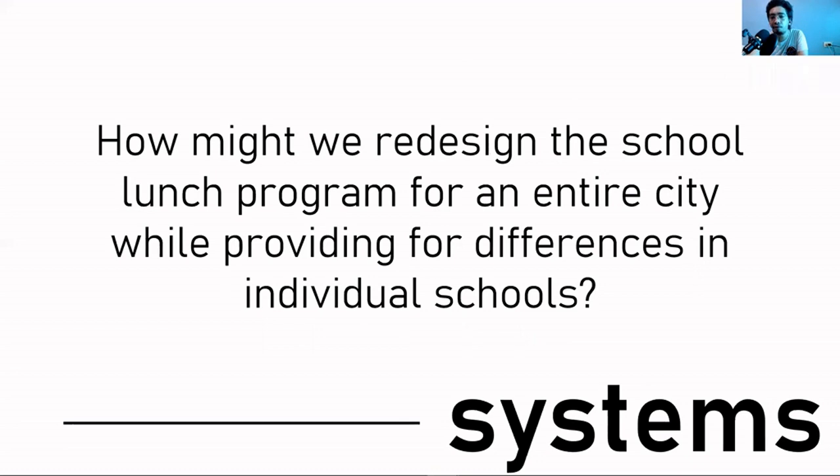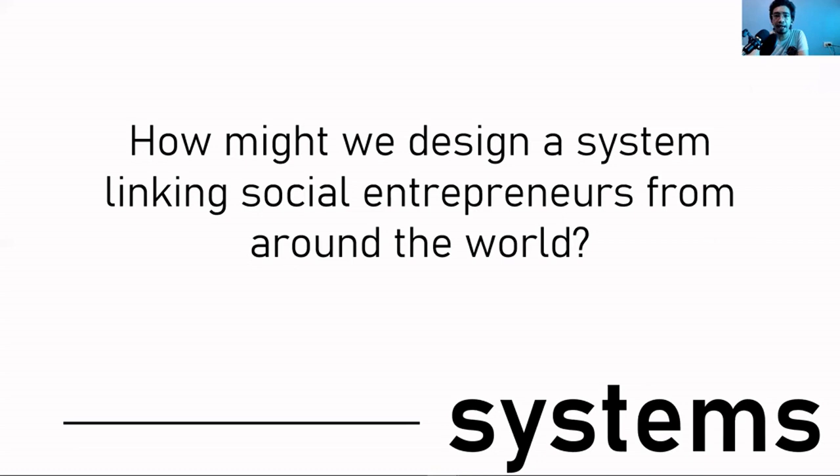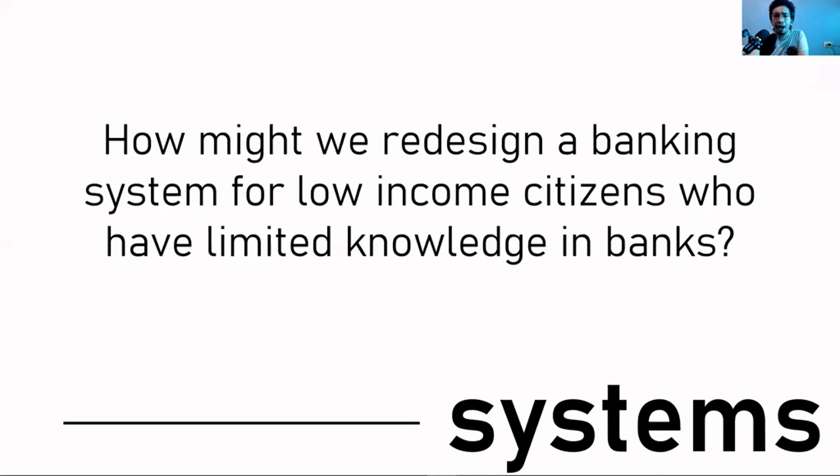We have: how might we redesign the school lunch program for an entire city while providing for differences in individual schools? How might we design a system linking social entrepreneurs from around the world? And how might we redesign a banking system for low income citizens who have limited knowledge in banks? So these are some examples of questions, especially those that start with how might we, that you can think of when you design products, services, spaces, and systems.